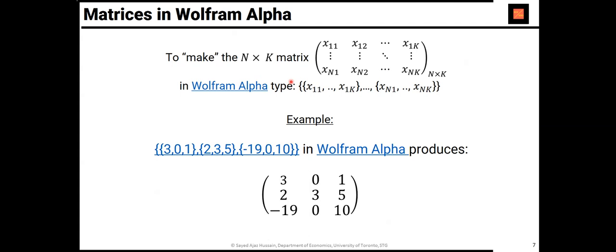In Wolfram, you can easily make any matrix by typing it out using this syntax. So I'll leave it to you to do this. It's a good idea to do this now, because next week all hell breaks loose. So you want to start using Wolfram right now and not next week.